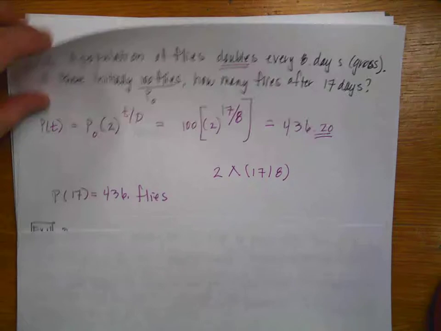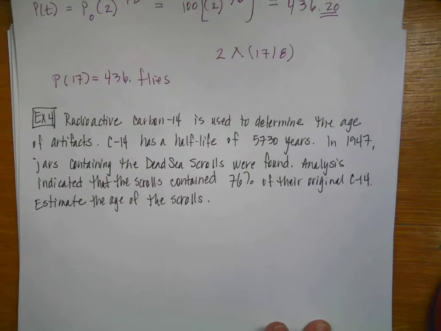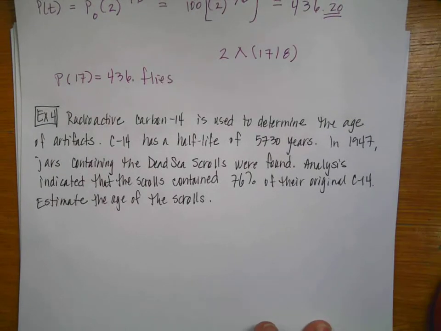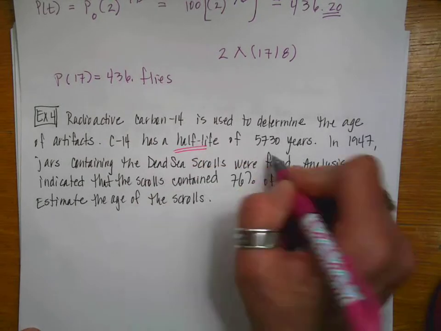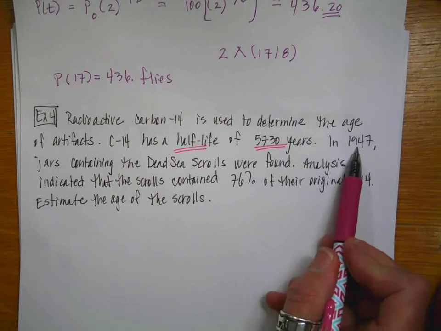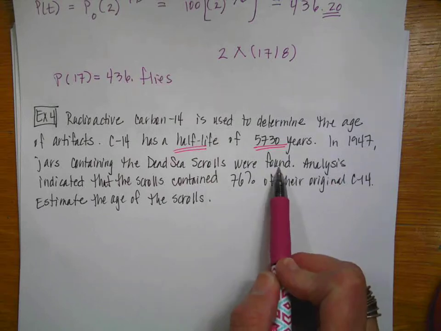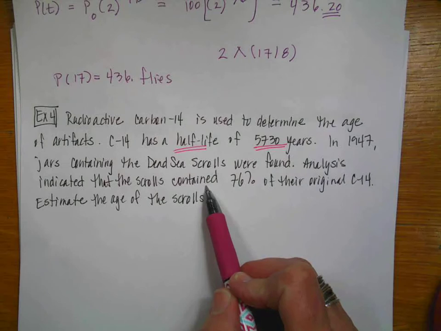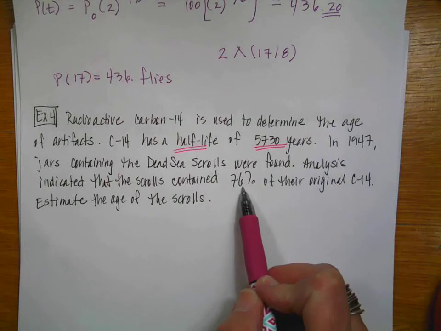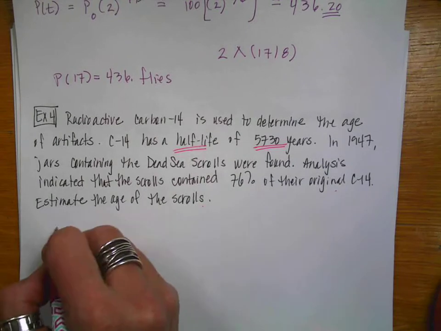All right, we have just a couple more examples. Okay, so here's example number 4. Let's scoot that up. In this one, it's a little bit different. In example 4, radioactive carbon-14 is used to determine the age of artifacts. Carbon-14 has a half-life, okay, so again, critical pieces of the problem, half-life of 5,730 years. In 1947, jars containing the Dead Sea Scrolls were found, so yay archaeology. Analysis indicated that the scrolls contained 76% of their original carbon-14. Estimate the age of the scrolls.